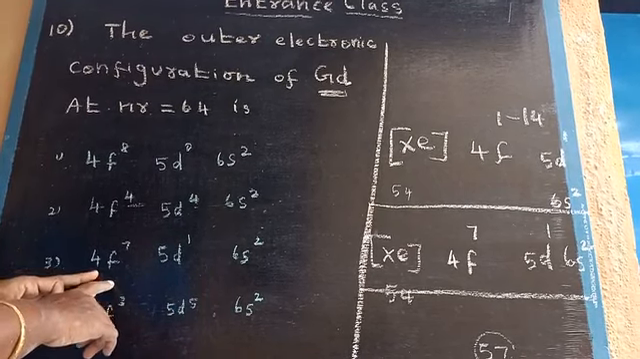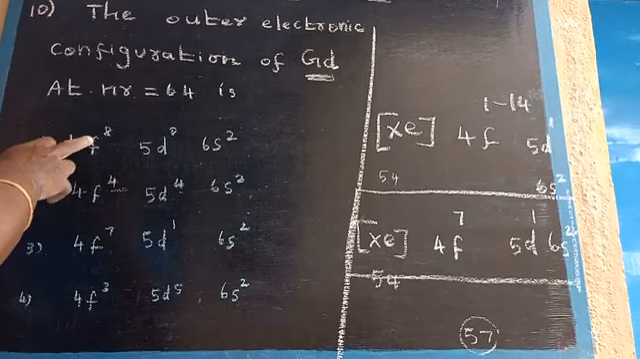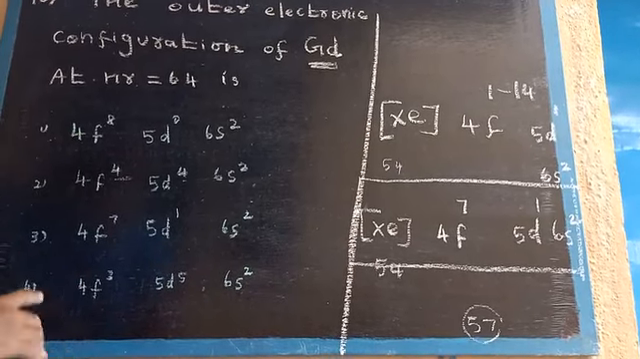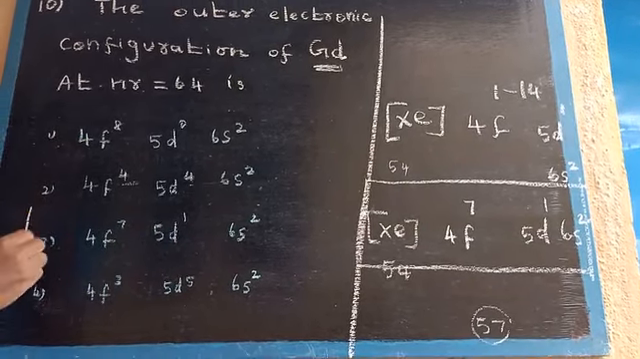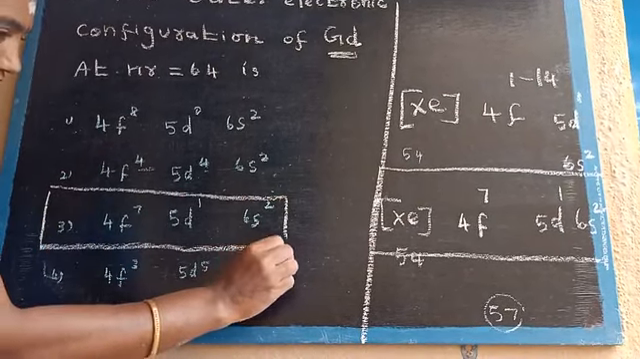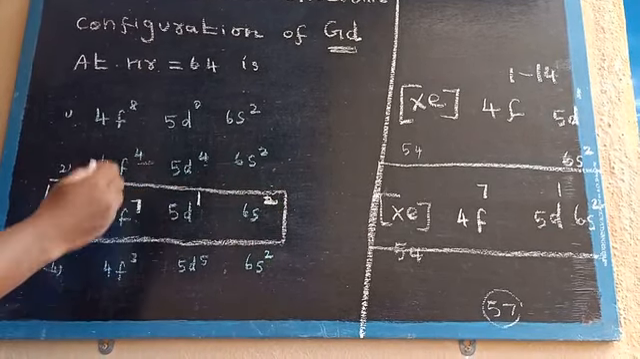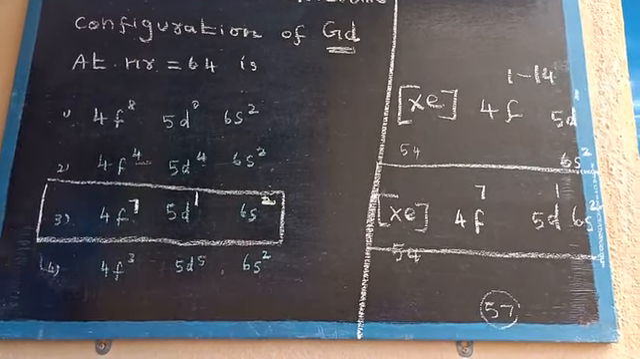Here 4f7, 5d1, 6s2. The remaining options have 8, 4, 3. So now the correct one is 4f7, 5d1, 6s2. Okay, 6s2, 5d1, 4f7. So the correct answer is this one.